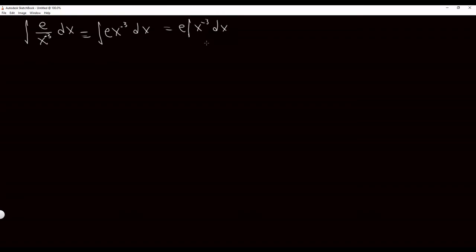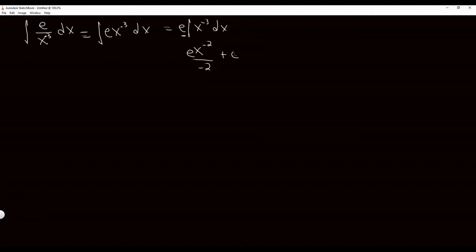And then we're just going to go about this like any other x to the n problem. We're going to add 1 to the exponent and divide by that. So negative 3 plus 1 is negative 2. So we're going to say x to the negative 2 divided by negative 2. And we can't forget the constant e, so we're going to multiply e by this answer right here. So this is going to be e x to the negative 2 divided by negative 2 plus c.